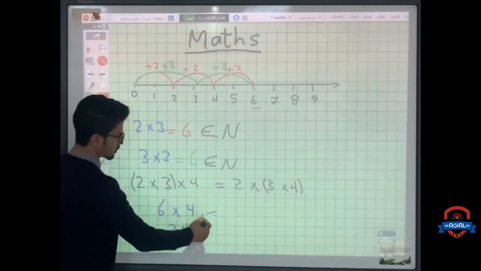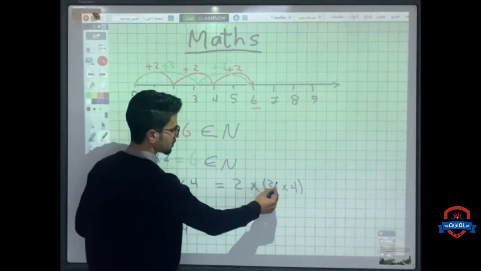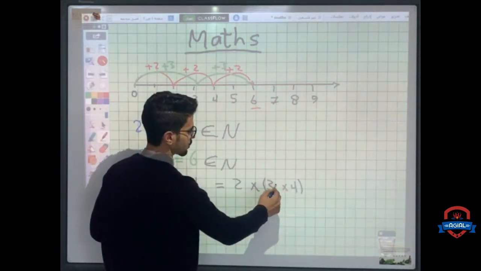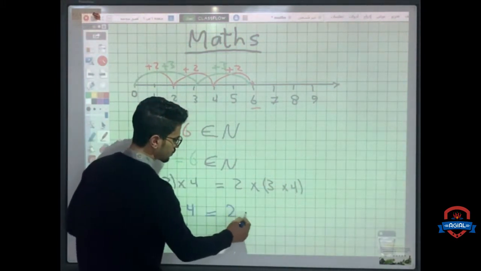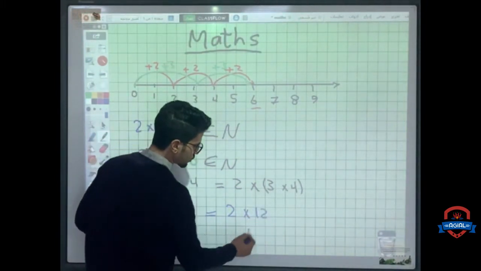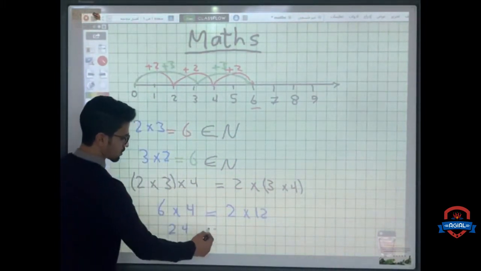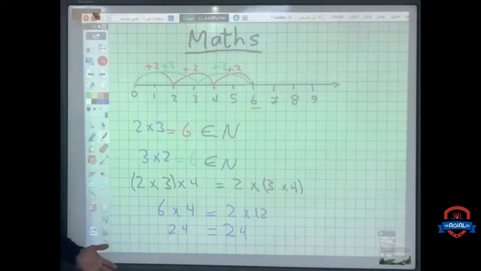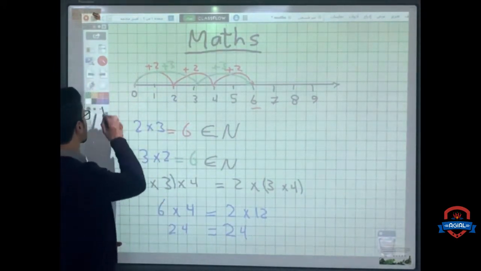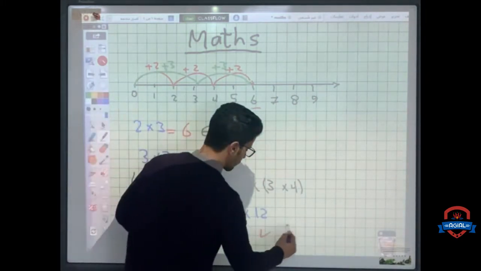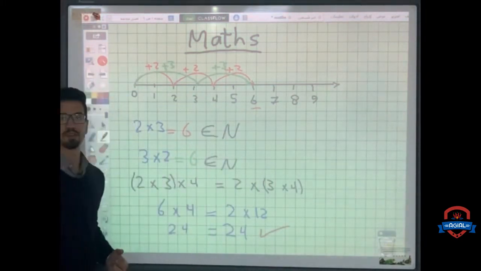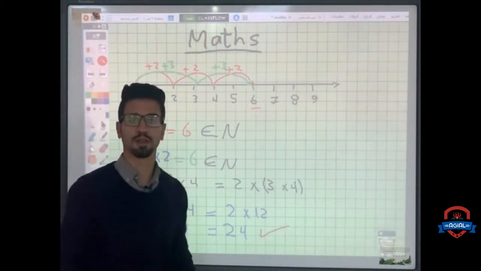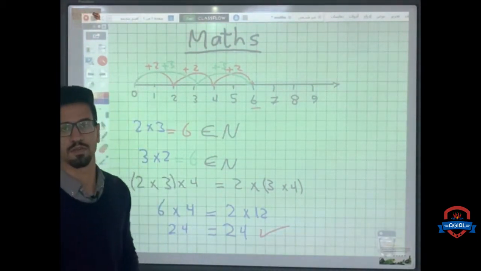Now we start by multiplying 3 times 4. So we have 2 times 12, and 2 times 12 is also equal to 24. So the associative property is possible in the multiplication operation in the set of natural numbers.